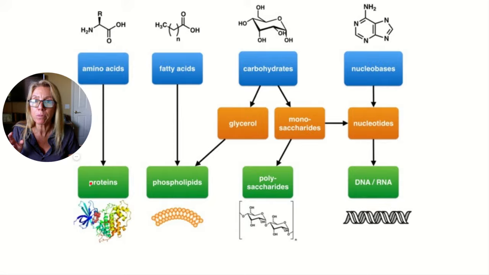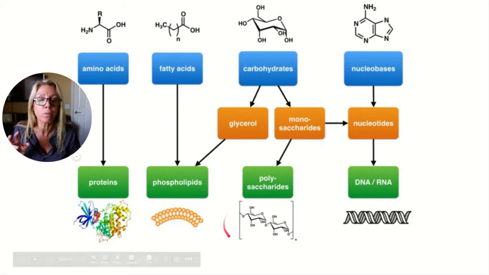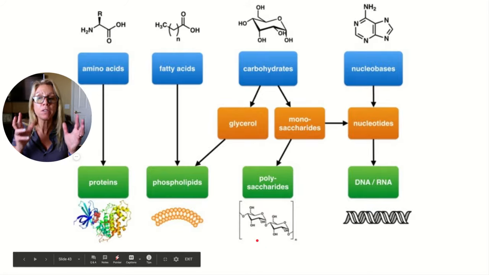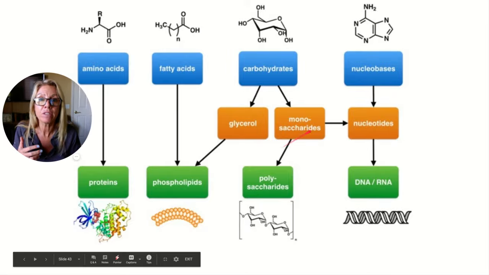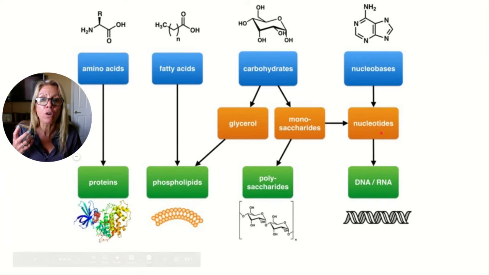Amino acids build proteins. Fatty acids can build, with glycerol, fats, and you can build phospholipids. Carbohydrates, right? You have monosaccharides and polysaccharides. Remember, polysaccharides are either structurally important or we use them to store energy, but long-term energy would be fats, obviously. And then we have nucleotides, which are going to build DNA, RNA, and ATP.